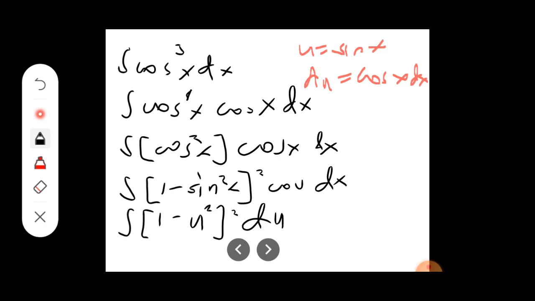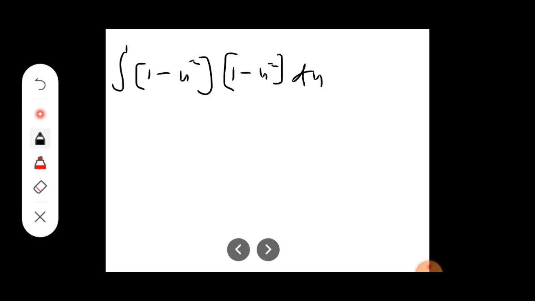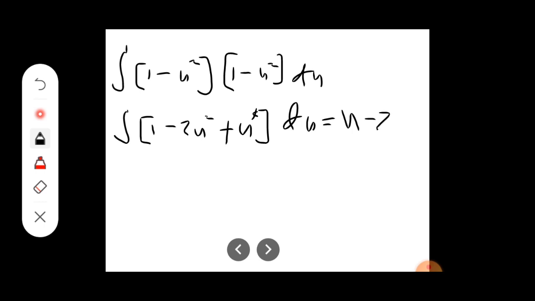Before we can integrate this expression, we need to expand it. So we have the integral of 1 minus u squared times 1 minus u squared du. 1 times 1 is equal to 1. Then negative u squared plus negative u squared is equal to negative 2u squared. Then negative u squared times negative u squared would be positive u to the power of 4. Integrating gives u minus 2u cubed over 3 plus u to the fifth over 5 plus c.